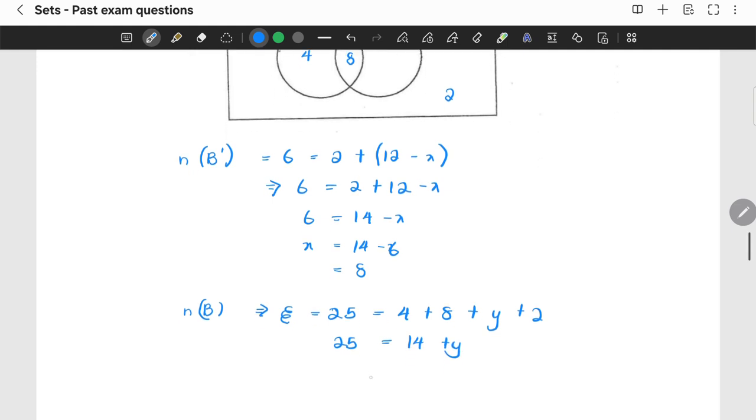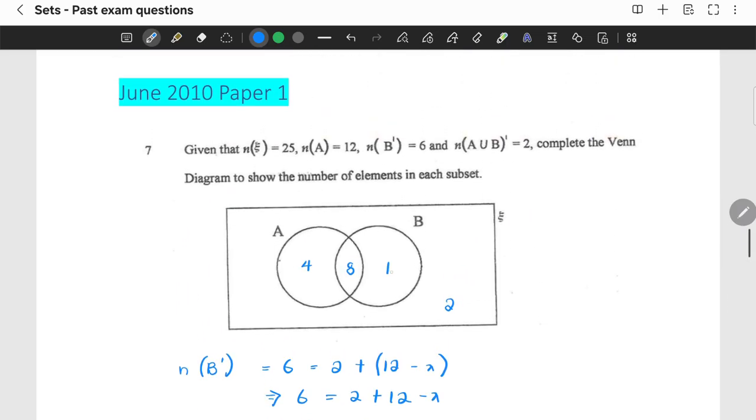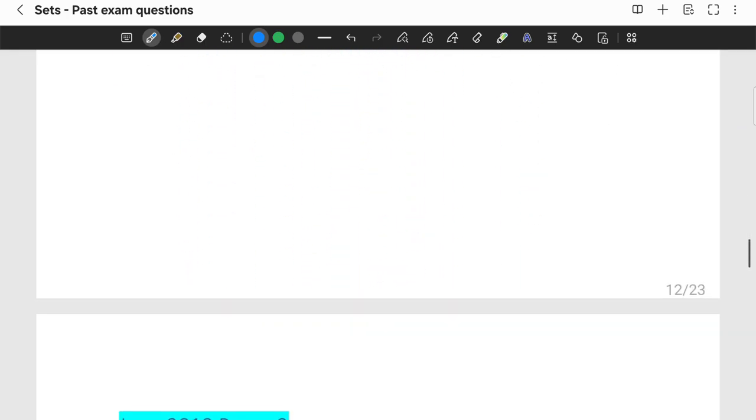So y is equal to 25 minus 14, which then makes it 11, right? So that's number in B, that is 11. So that's how you find it. We'll continue with the next questions in the next video.